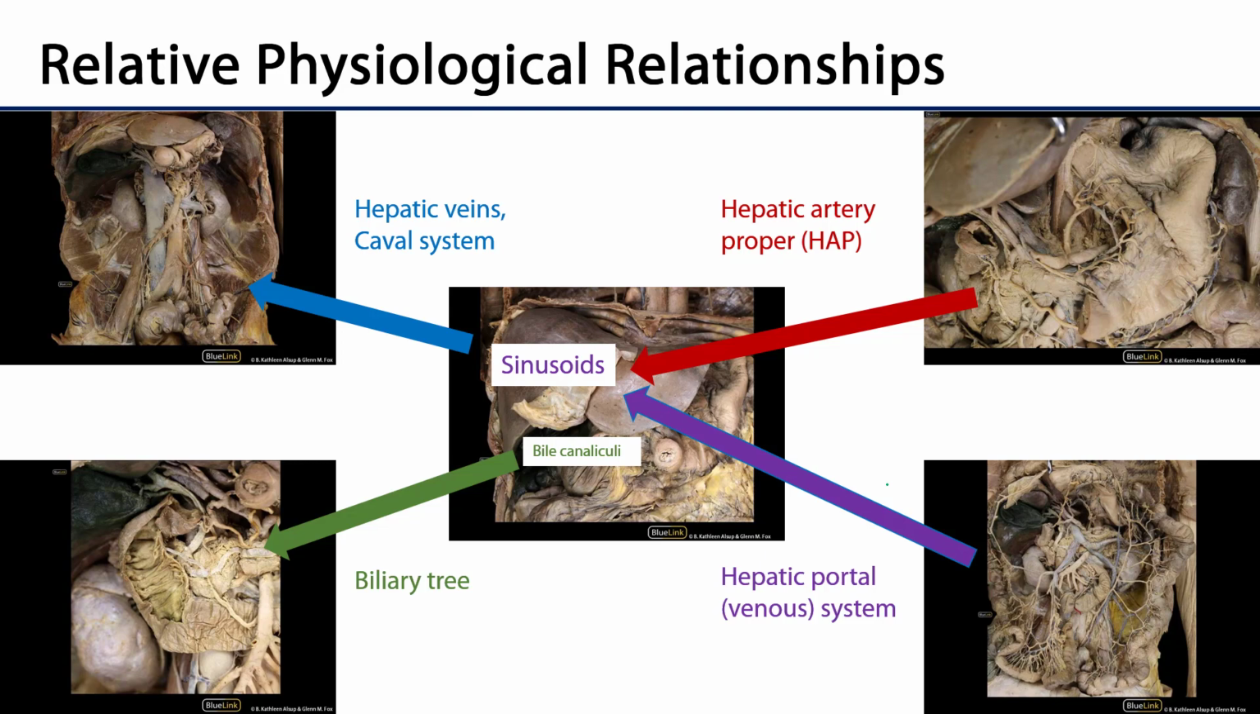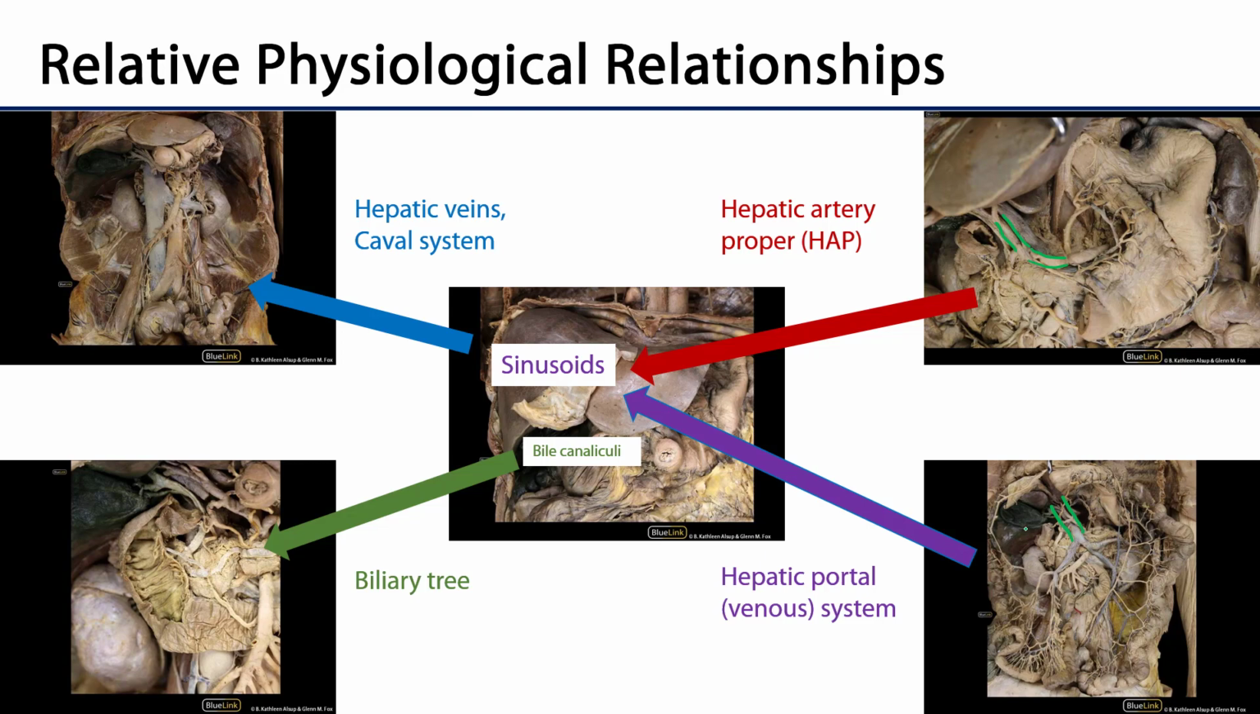It's useful to think about the relative physiological relationships of these anatomical structures when we think about the liver. And so there are 4 things going on here that I really want to bring together in one slide. So when we think of blood supply to the liver, there are 2 sources. The hepatic artery proper, which we can see here, being conducted up through what would be the hepatoduodenal ligament. So that's going to be a branch of the common hepatic artery from the celiac trunk. And then there's also the hepatic portal vein, also going to be transmitted up through that hepatoduodenal ligament.